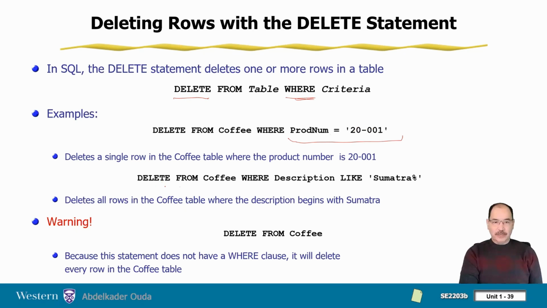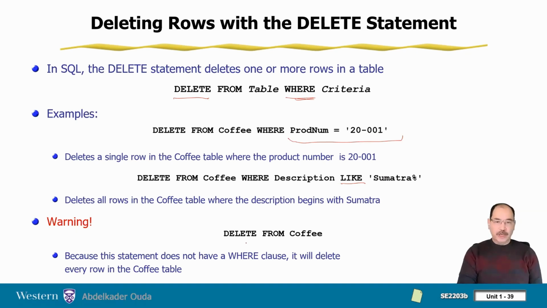Also, we have another example here. We can delete and use like to search for a substring only. So we can say delete all the rows where the description column starts with Sumatra and then any other string of characters.